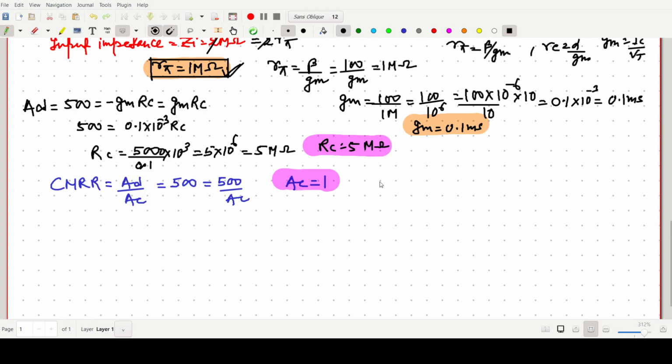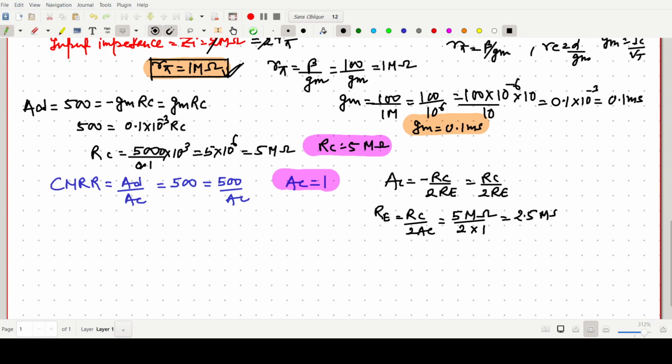Now AC value equals, already derived the formula for common mode gain, RC by twice RE. Take modulus, RC by twice RE, because we are interested in the resistance only. So RE value will be RC by twice AC. So RC value already calculated now, 5 mega. So write it, 5 mega ohm by twice AC, and AC value is 1. So it should be 2.5 mega ohm. So RE value will be 2.5 mega ohm.